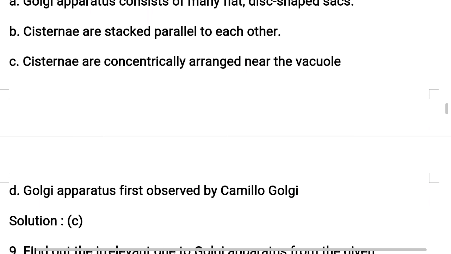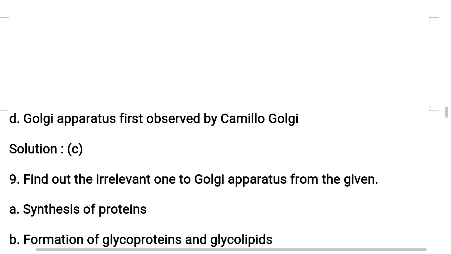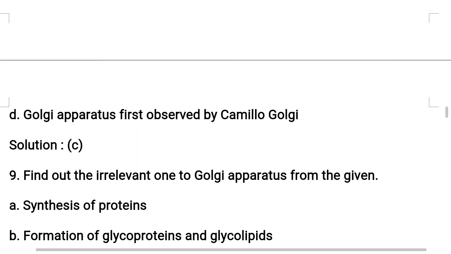So it is wrong. Next, option D. Golgi apparatus first observed by Camillo Golgi. This is also correct. Camillo Golgi first observed Golgi apparatus in the year 1898. Understand, which are densely stained reticular structures near the nucleus. Understand? So they are very closely present to the nucleus.